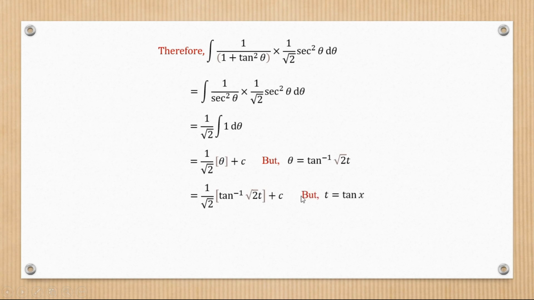But before we open those brackets, remember t is actually tan x, so place that in, and then we'll have 1 over root of 2 tan inverse of bracket root of 2 times tan x plus c, and that is the answer.